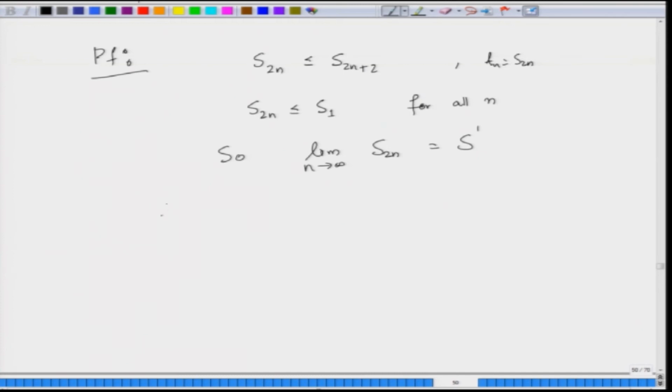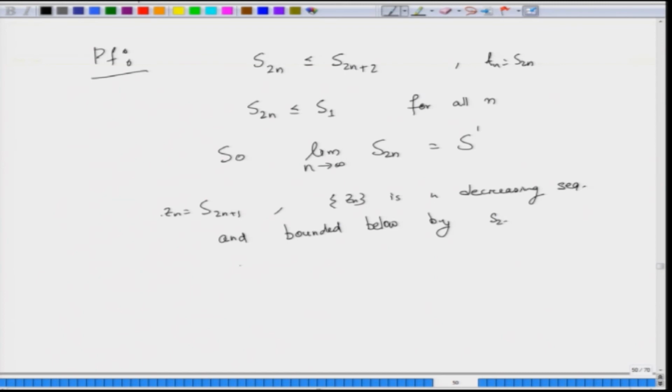Similarly, if you define Z n to be S 2 n plus 1, what we have seen is that Z n is a decreasing sequence and bounded below by S 2. Thus, again this is a decreasing sequence bounded below, and monotonic decreasing sequences which are bounded below will have a limit.